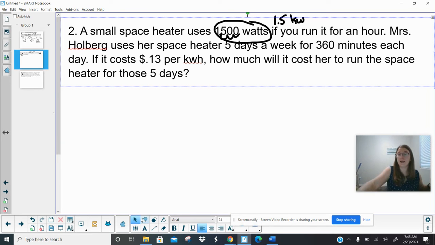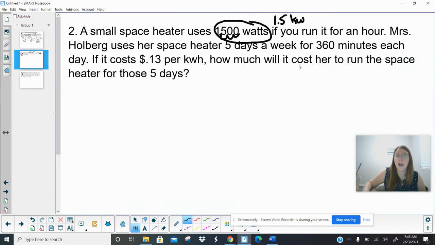I was kind of curious because I don't want to heat my whole house because it's expensive. However, if I have my little space heater here, it uses less electricity, but I use it every day in this room, at least while it's still winter, for the entire school day. So basically 360 minutes. So I'm curious how much this actually costs me to run my space heater 5 days a week for 360 minutes each day, because it costs about 13 cents per kilowatt hour. So I want to know how much it's going to cost me to run the heater for those 5 days.